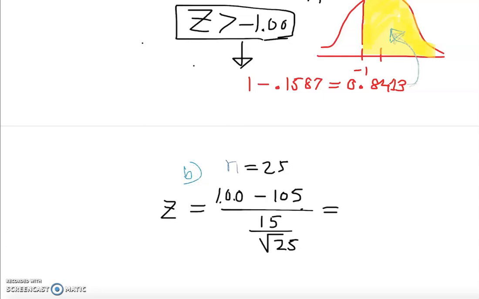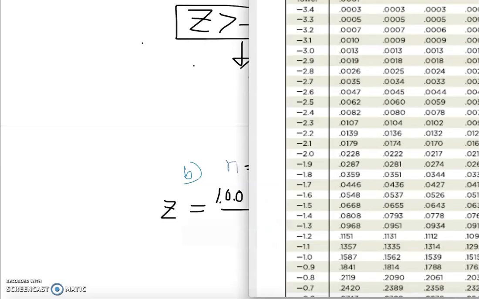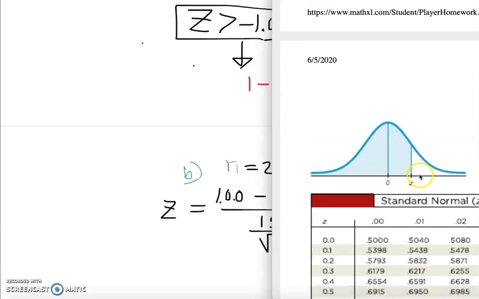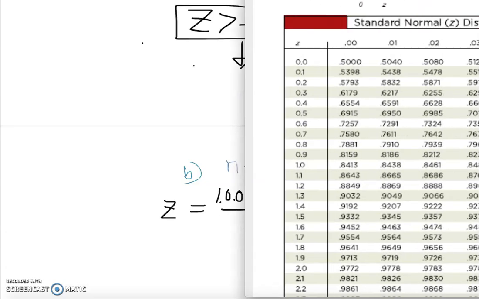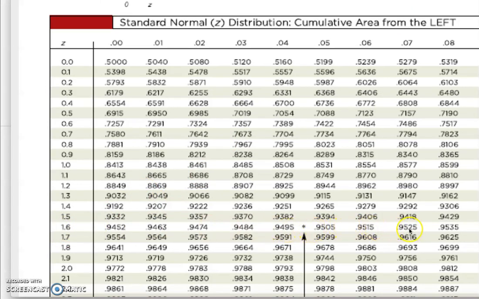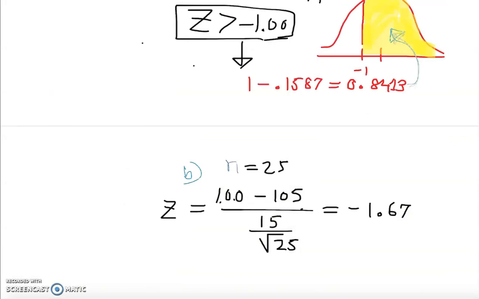I did the calculation ahead of time, and it gives me negative 1.67. Again, we go to the negative side, or instead of looking at the negative side, we can look into the positive side also. So that gives us negative 1.67. We look into positive 1.67, positive 1.6, and we go under the 7. Of course this is a 7, as you clearly see. It gives 0.9525, or you do it the other way around and it gives you the same answer. So our probability in this case is 0.9525. That's for b.